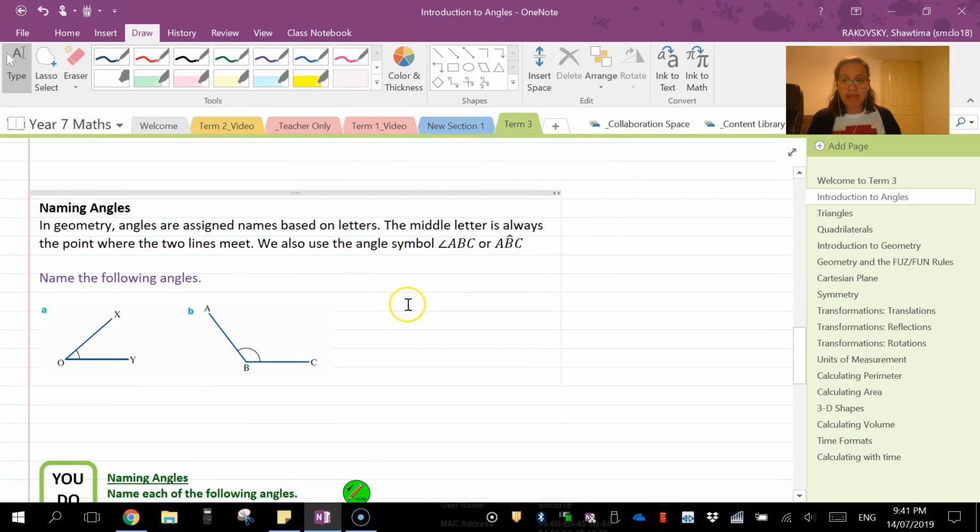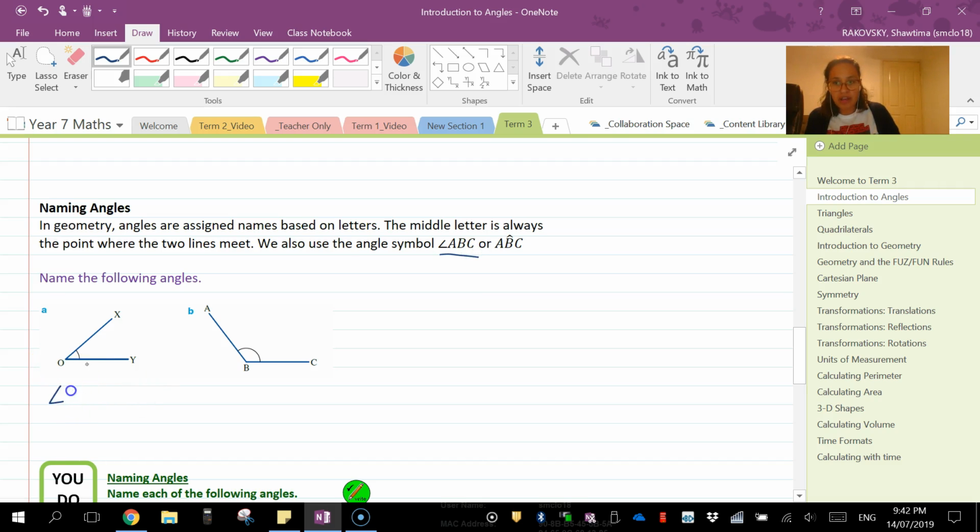All right, naming angles. We have conventions of how we do things in mathematics, and in geometry we definitely have that in terms of naming our angles. Now we can use a symbol like this, which is the angle symbol, and then the 3 letters that correspond to these points, making sure that the middle letter is always the vertex, where the 2 lines meet. Same here, so that's your vertex. So O and B will be your vertices. You can use both of these ways, but I definitely prefer this one.